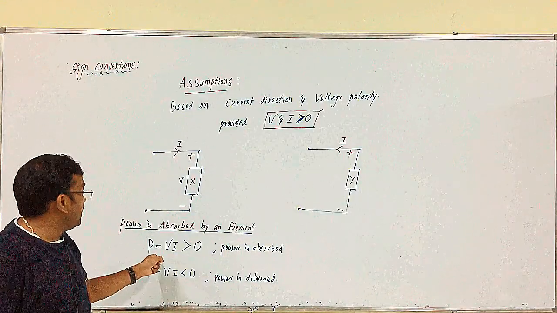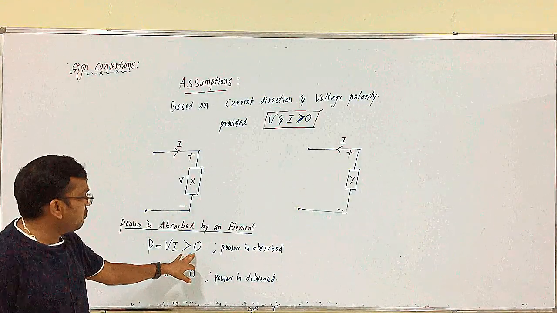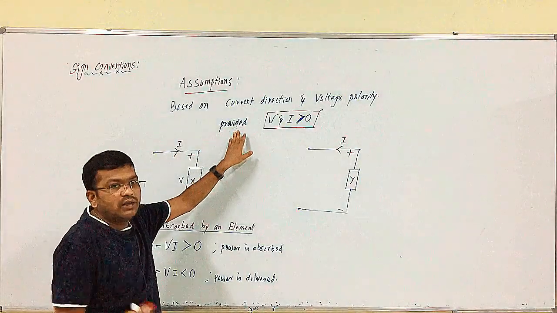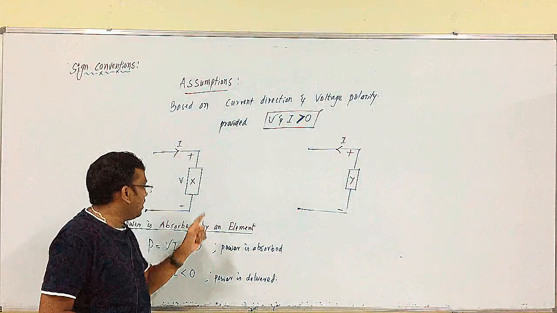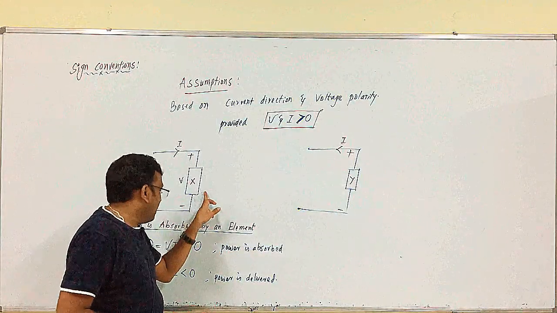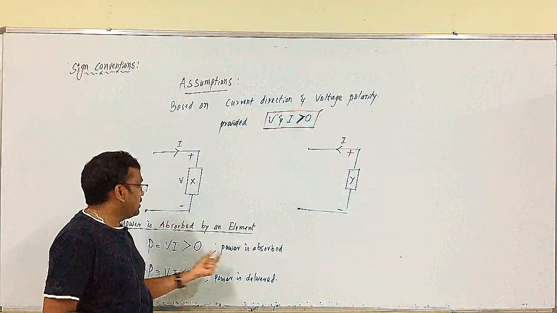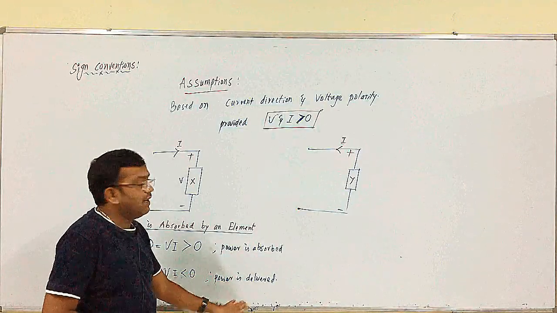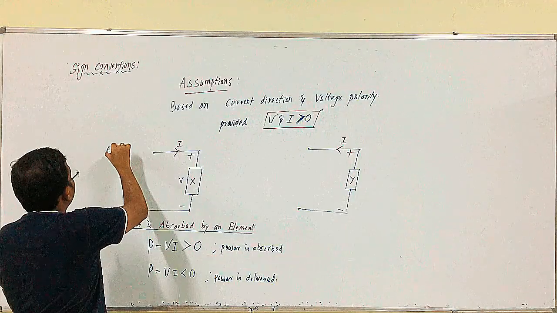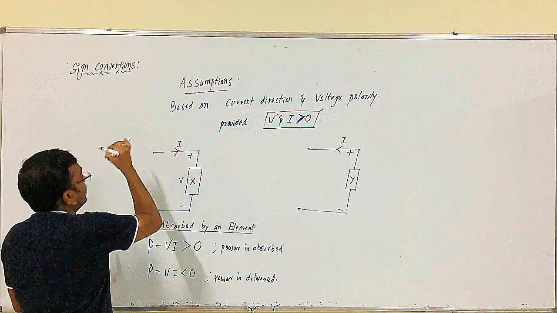Okay? If P equals V I, which is more than 0, why is it more than 0? Consider provided V and I are positive values. So, based upon this direction, we can conclude that the power is absorbed by this element. Therefore, if it is more than 0, power is absorbed, otherwise delivered. So, this is case 1.